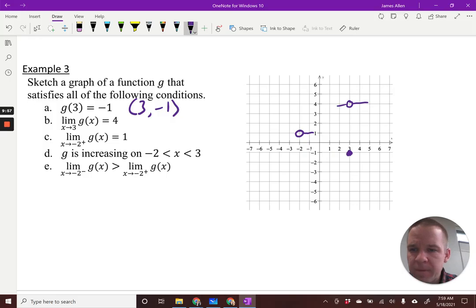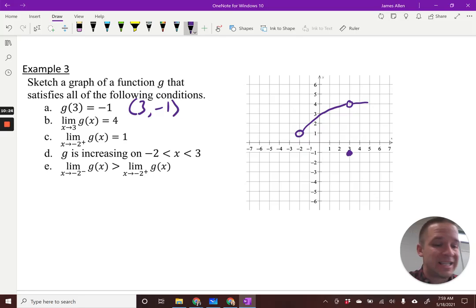All right, let's see here. G is increasing on -2 to 3. So between x values of -2 and 3, it is increasing. That's what I have between those two open points right now. So if I take that and I just go, whoop, could be straight, right? That's increasing.